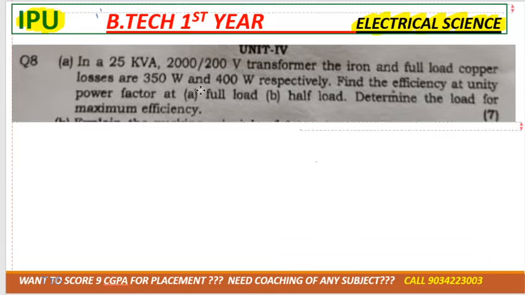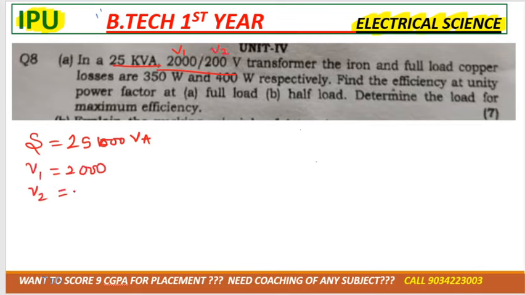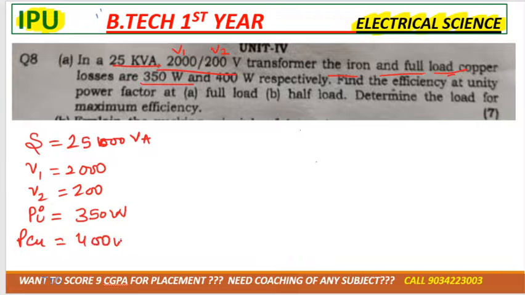Again, this is your paper question. They said: in a 25 kVA transformer, S is equal to 25 kVA, meaning 25,000 VA. V1 is 2000 volt and V2 is 200 volt. The iron and full load copper losses: iron losses Pi is given as 350 watt and copper losses PCU is 400 watt. Find the efficiency at unity power factor.